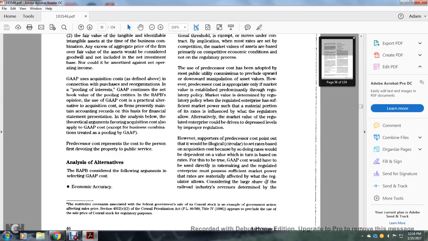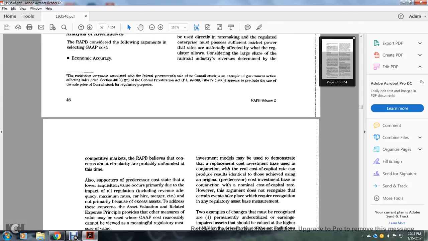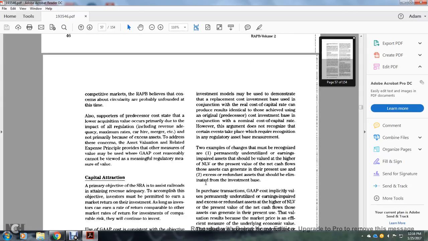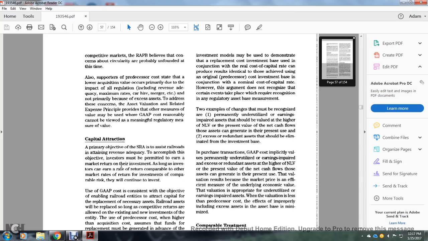The Railroad Accounting Principle Board considered the circularity argument unfounded, considering the large share of the railroad industry revenues determined by competitive markets. At the time, it also supports predecessor costs for the lower acquisition value of the primary assets due to the impact of all the regulations, including the revenue adequacy, maximum rates, car hire, merger, and so on, not primarily excessive. These concerns about asset valuation are related to the expense principle, which provides that other measures of value may be used. The government accounting auditing principle cost, reasonably, cannot be viewed as a meaningful regulatory measure of value.